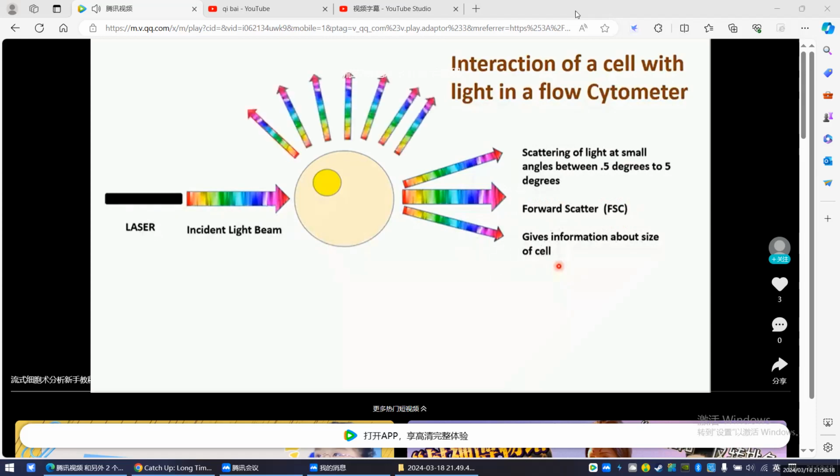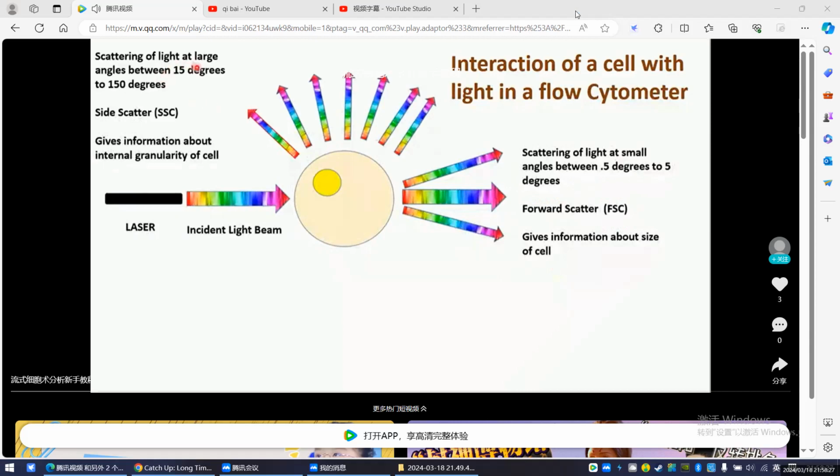Now, the second interaction of the light is scattering of light but at larger angles of 15 degrees to 150 degrees. This scattering of light at larger angles between 15 degrees to 150 degrees is called side scatter, SSC, which is the second parameter of flow cytometric analysis. Now again, the second type of interaction is scattering of light at 15 degrees to 150 degrees, which is called side scatter, SSC. And which information are we going to get from the side scatter?